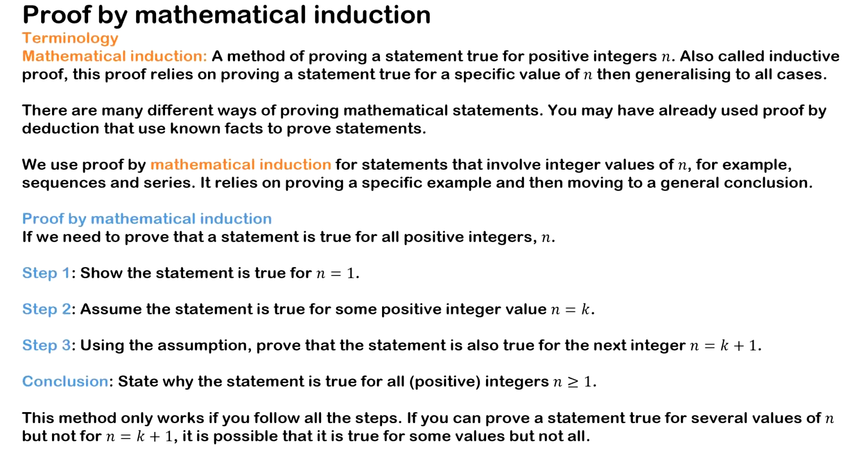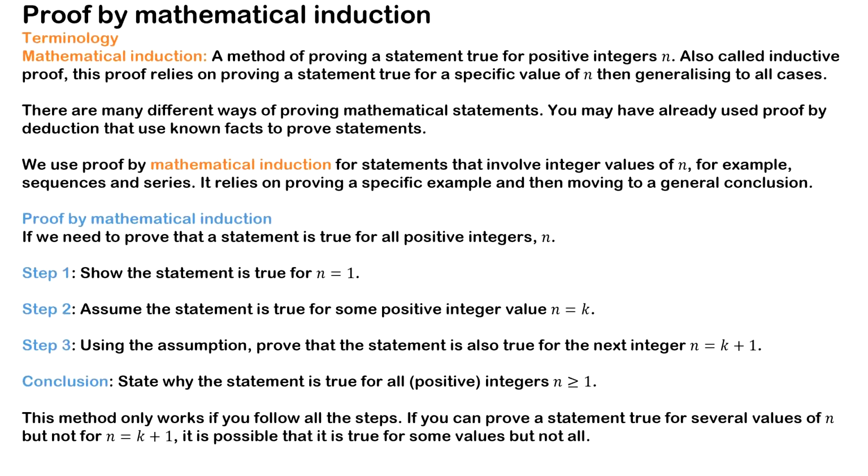We use proof by mathematical induction for statements that involve integer values of n, for example sequences and series. It relies on proving a specific example and then moving to a general conclusion. If we need to prove that a statement is true for all positive integers n, there are certain steps we need to take. Step 1 is to show that the statement is true when n is 1.